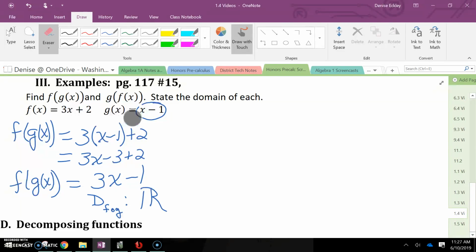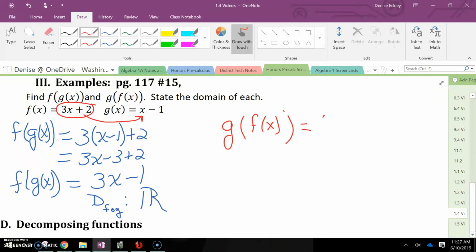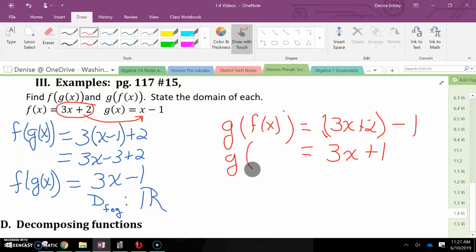So now, to do g of f of x, we are going to do the opposite. We are going to take our f function and replace the x's in the g function with the f function. So that is going to give us 3x plus 2 minus 1. Simplifying, we get 3x plus 1. And that is all the simplifying we have to do. So g of f of x is 3x plus 1.